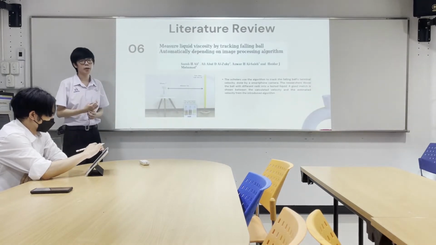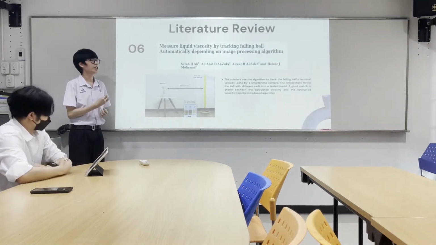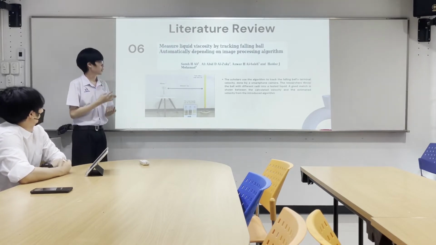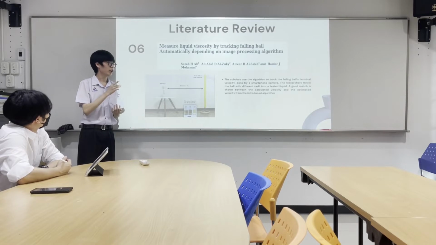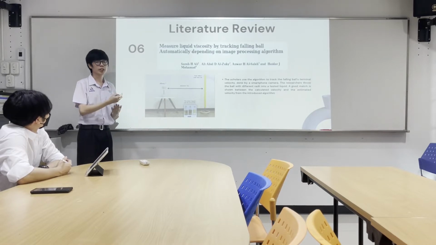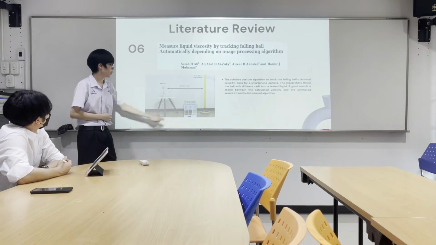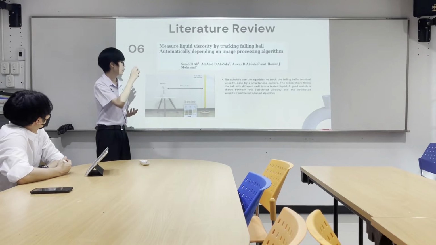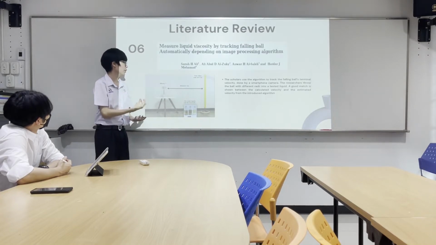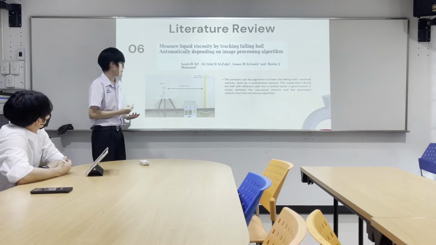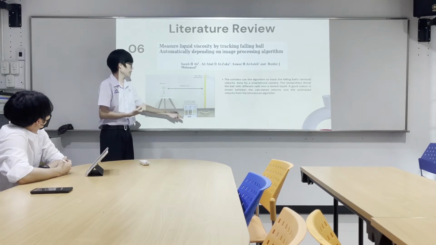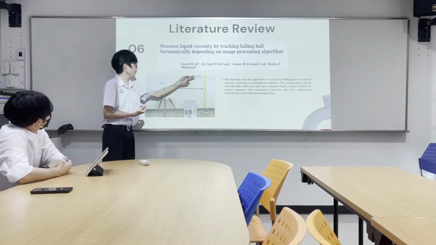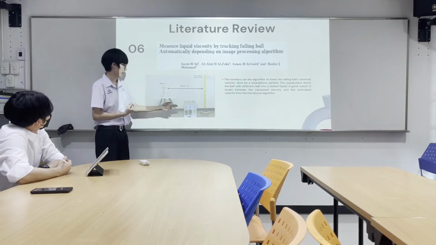In this paper, they're talking about the falling ball viscosity measurement. So let's talk about this method first. In the falling ball method, when the observer throws the ball into the cylindrical tube like this, the ball will fall down with the terminal velocity. And in a traditional way, the observer uses a stopwatch to measure the time from the start point to the end point when the ball starts falling to the end.